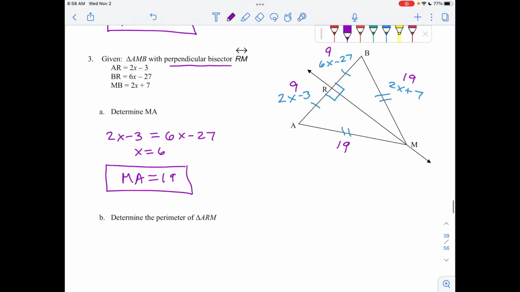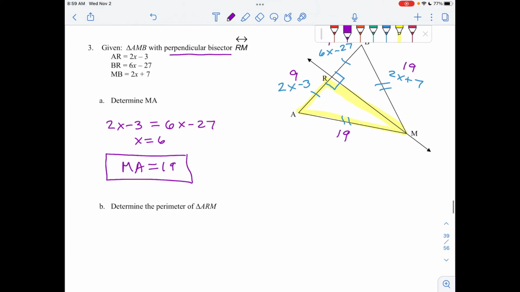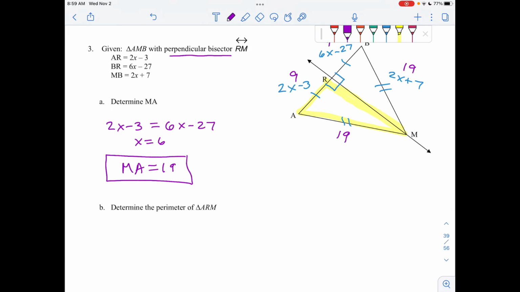The last question asks us to find the perimeter of triangle ARM. So I'm going to highlight that for myself. And what I see is I know 2 of the 3 sides. I just need to find this third side so that I can find the perimeter. And because this is a right triangle, I can use my Pythagorean theorem to find that third side that we don't know. So I'm going to substitute my leg plus the leg that I don't know squared equals the hypotenuse squared.